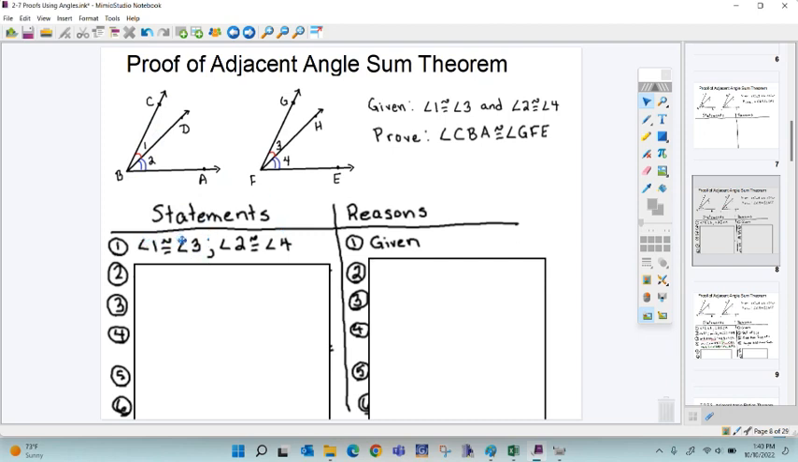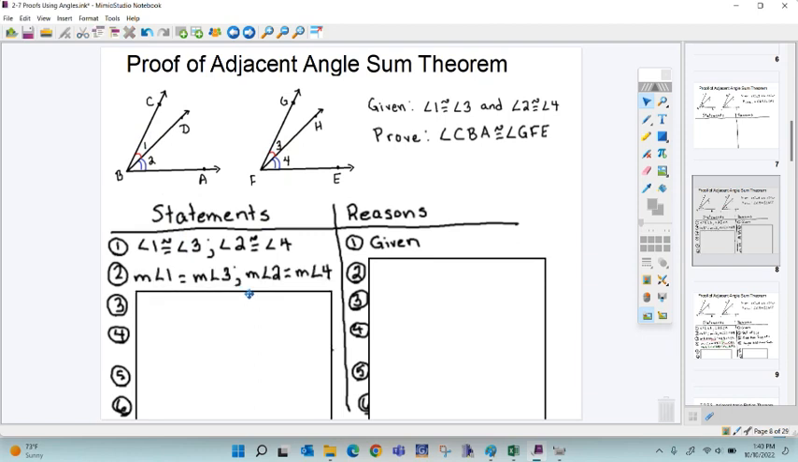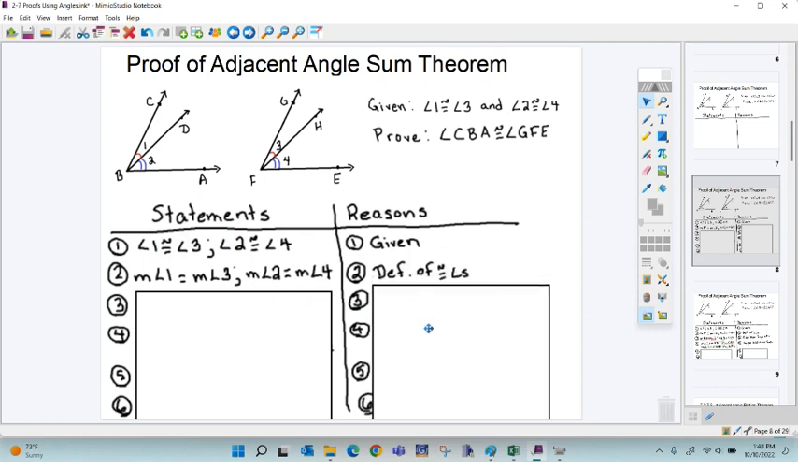So angle 1 being congruent to angle 3 means that the measurement of angle 1 is equal to the measurement of angle 3. We've changed it over to numbers. The measure of angle 1 equals the measure of angle 3. And the measure of angle 2 equals the measure of angle 4. And that just comes because we knew that they were congruent. We can say that and think about the numbers instead. We call that the definition of congruent angles.